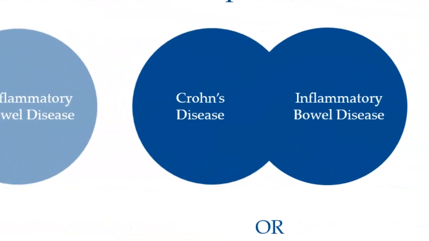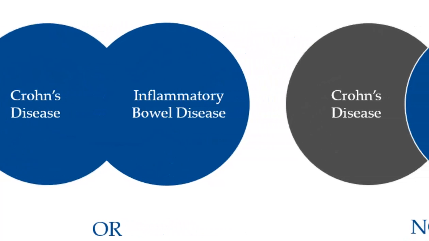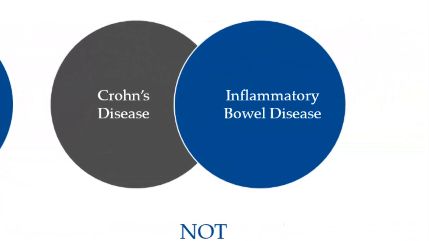Using the Boolean operator OR expands the search by retrieving articles containing either the term Crohn's disease, inflammatory bowel disease, or both. Using the Boolean operator NOT limits a search by exclusion. For example, articles containing inflammatory bowel disease without the term Crohn's disease would be retrieved.